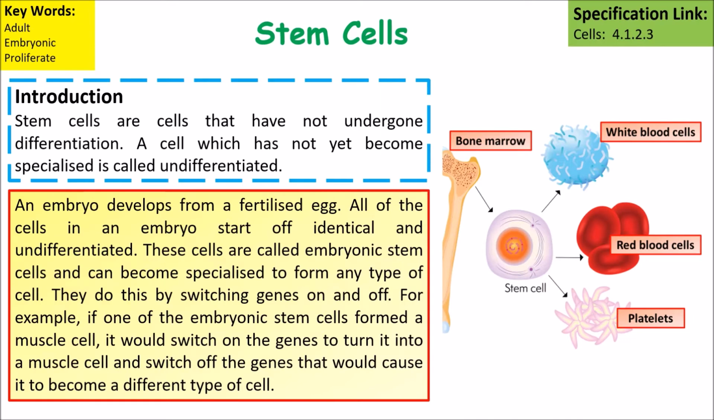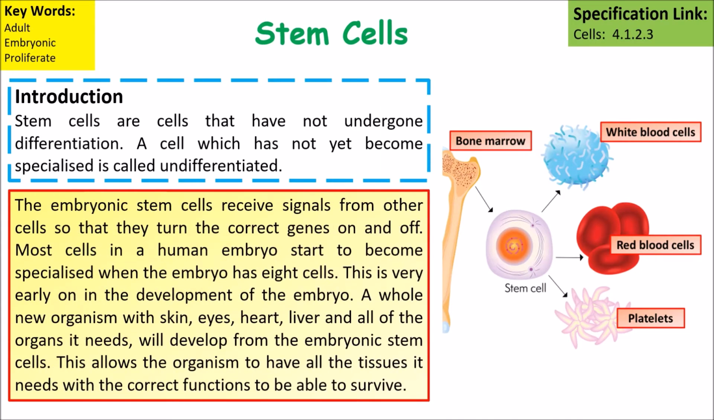So for example, if one embryonic stem cell formed a muscle cell, it would switch on the genes to turn it into a muscle cell and switch off the genes that would cause it to turn into a different type of cell. The embryonic stem cells receive signals from other cells so that they turn the correct genes on and off. Most cells in a human embryo start to become specialized cells when the embryo has around 8 cells. This is very early on in the development of the embryo.